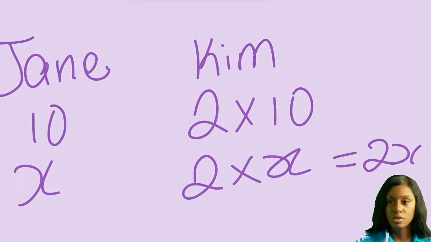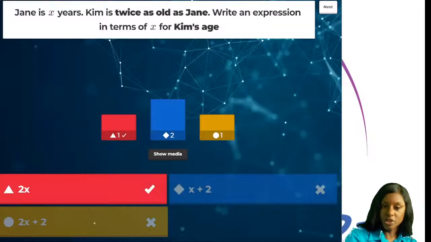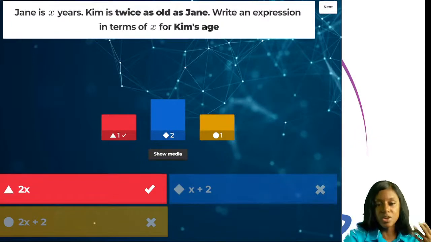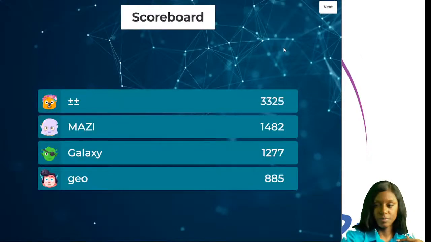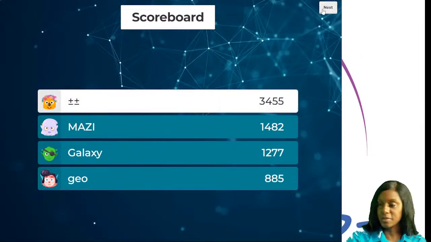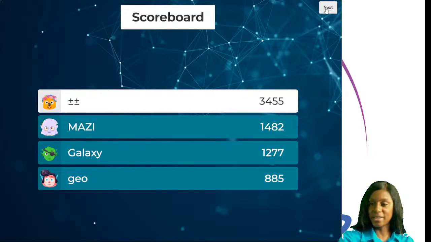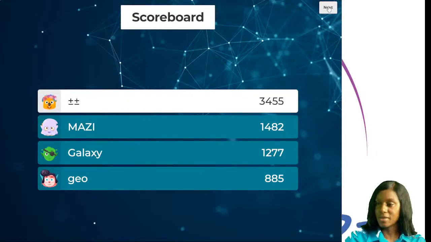Okay, so congratulations to the person who got this correct. Please take note. Again, I know it's a bit of a competition, yes, but this is a learning experience for you. I want you all, when you come here, you're having fun and you're learning at the same time. Okay, so plus or minus. I see you on top here. Mazi, I see you here.